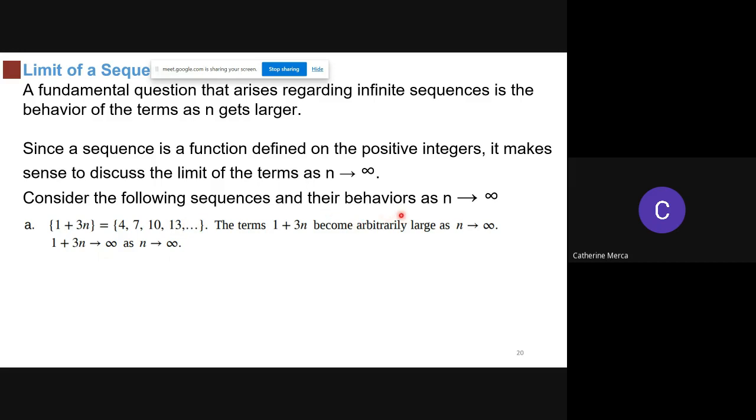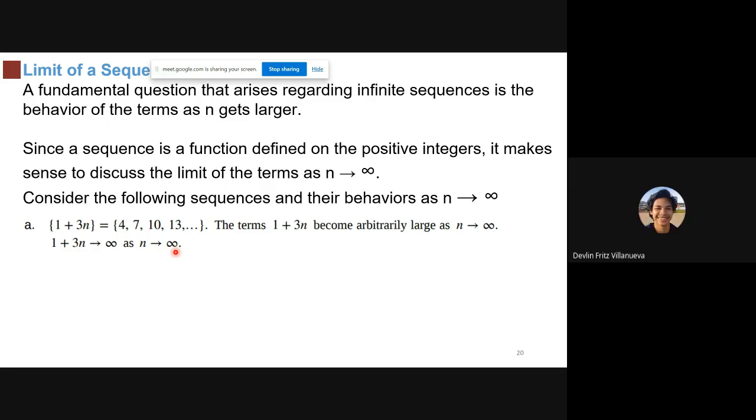The behavior of this sequence as n approaches infinity, meaning n becomes a very, very large number, then the terms of the sequence also become very, very large. 1 plus 3n becomes very large as n approaches infinity, as n also becomes larger and larger. That's what it means. Nakuha?